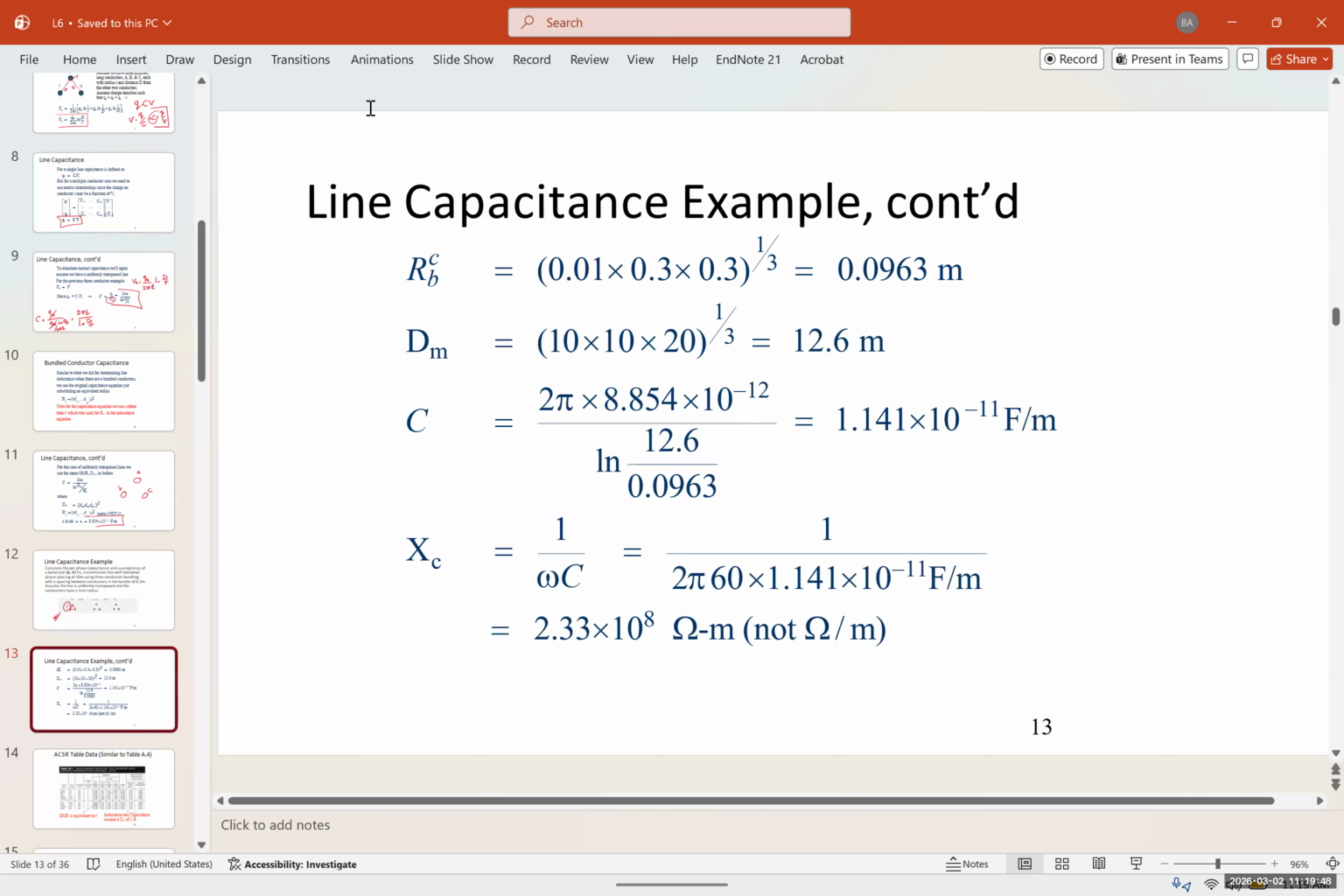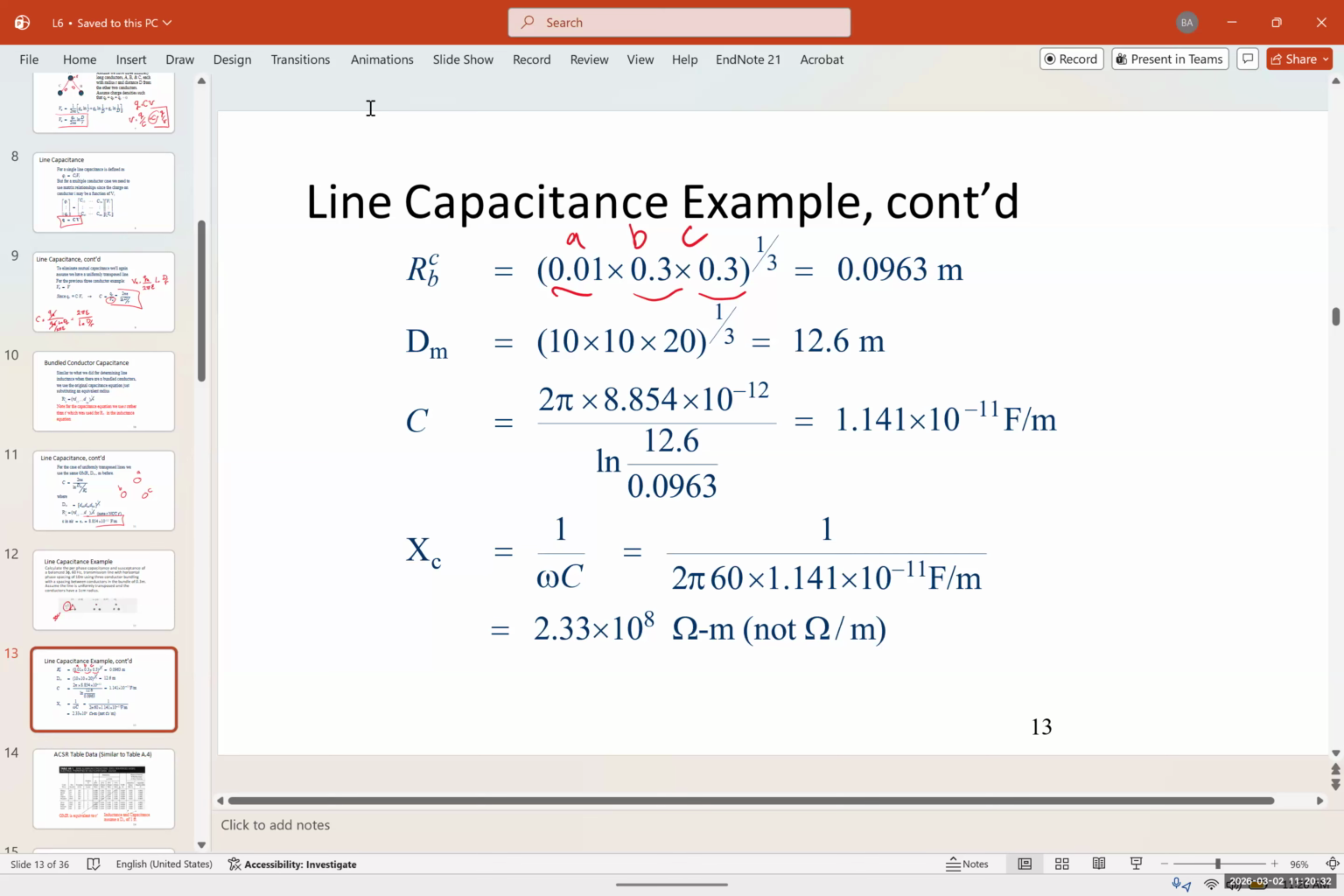So line capacitance, if we want to find RCB, it's going to be first the radius of itself, which was 1 centimeter or 0.01 meter, times the distances between each of these 3 phases, which was RAB and RBC, which is going to be 0.3 meters from phase B and phase C. And this is for itself. So phase A, phase B, and phase C, in a power of 1/3, which gives us 0.0963.